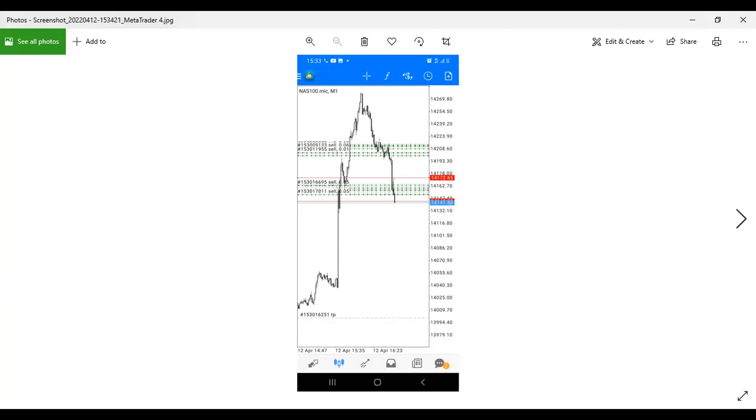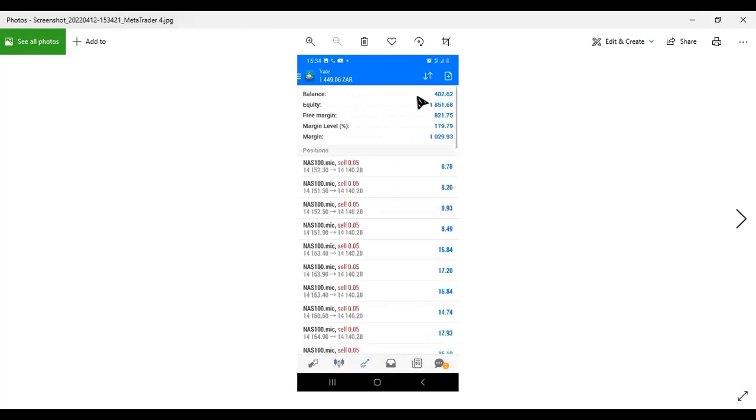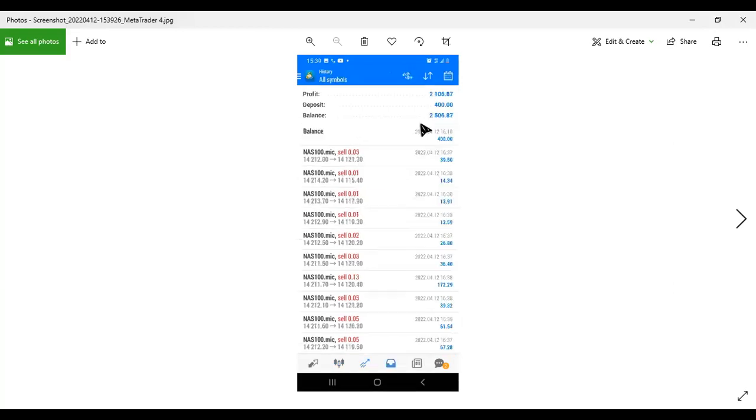As you guys can see, this account was started off with an initial deposit of 400 rands, and then we pushed it to 1,449 rands. As we kept going, we closed this account off with a profit of 2,106 rands. It's still the same day, if you check the times on the screenshots, okay.